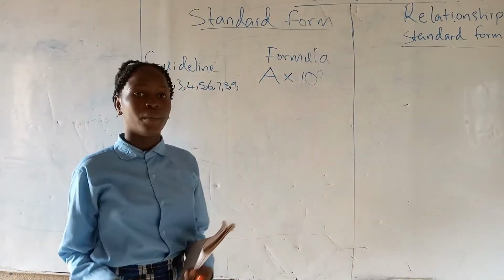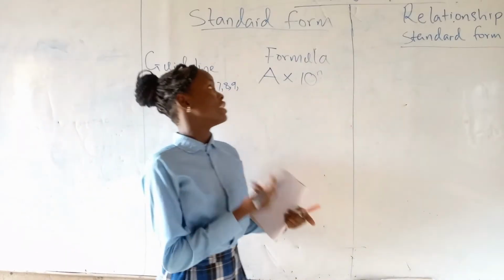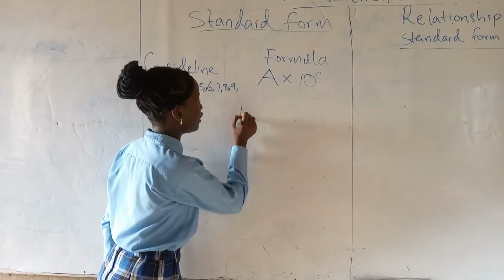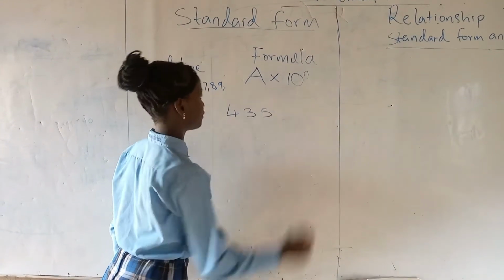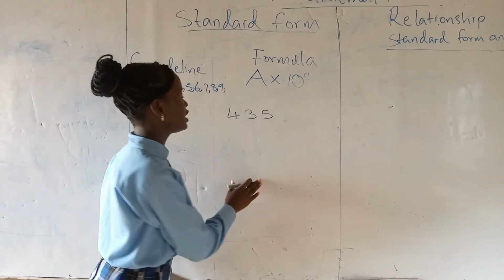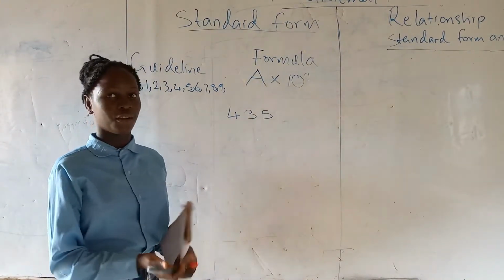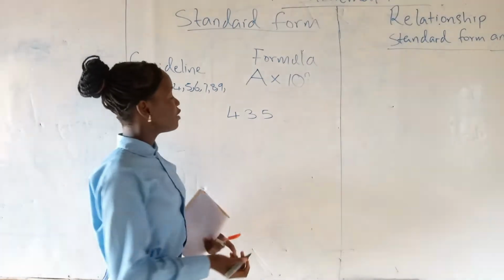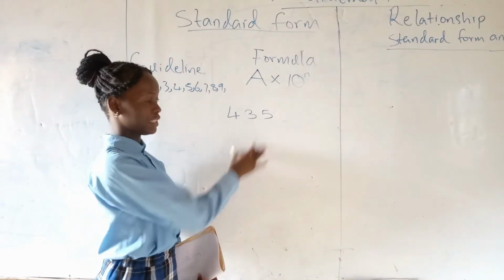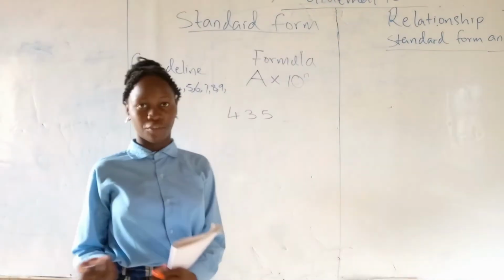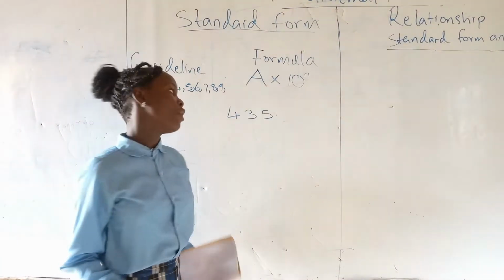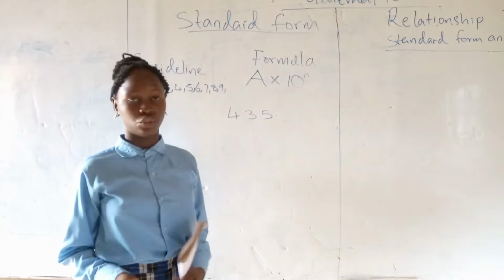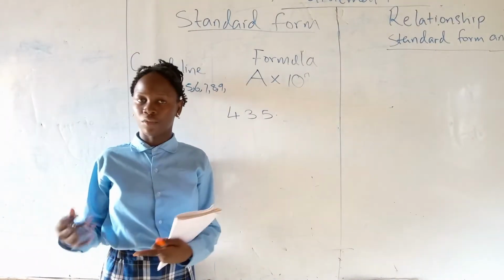Now let's look at some examples of standard form. Let's have 435. This number is given without a point. So whenever you are given a number like this without a point, just get it in the back of your head that the point is at the end of the last number. But when you are given a point, you just have to move it either backward or forward.